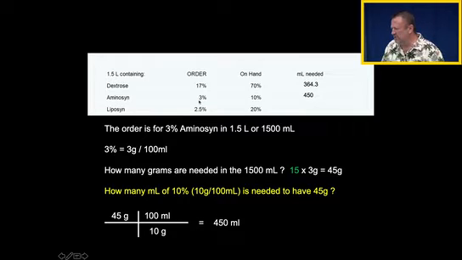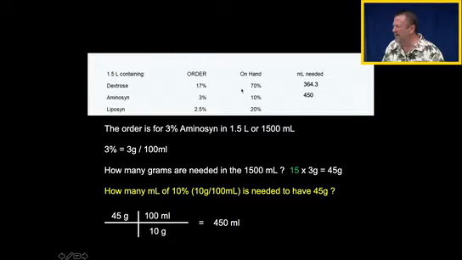So we want a 3% solution, which is 3 grams per 100 mils. How many grams are needed in the 1,500 mil solution? We'll just multiply that by 15. And we go 15 times 3, that's 45 grams. So this 1.5 liter solution needs 45 grams of aminosyn.